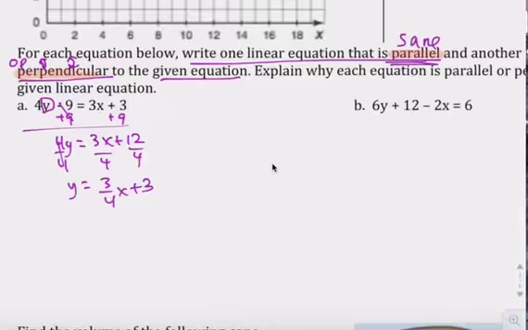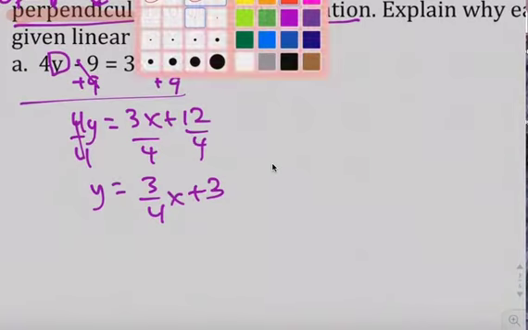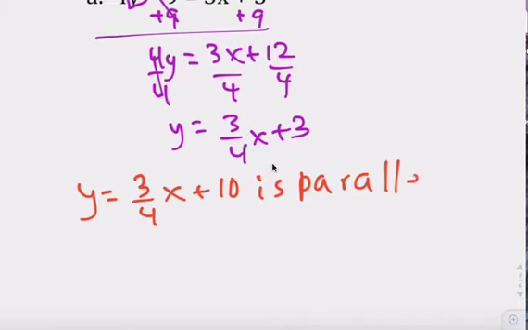Okay, for parallel, the rate of change has to be the same, so we're going to write a line that's parallel. y equals 3/4 x plus 3 plus 5, or 10, is parallel because the rate of change is the same and the y-intercept is different. You explain that. Write that down.